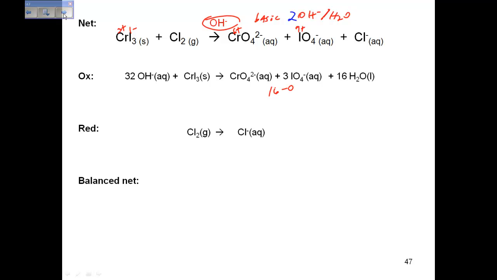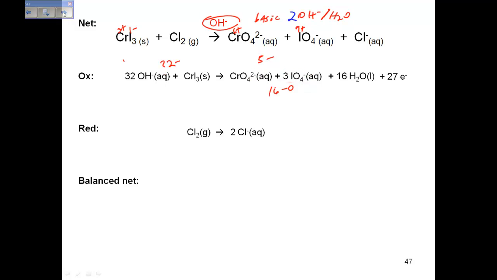Okay, we now got to balance the redox one. I got 2 chlorines on one side and 1 on the other, so I just need to put a 2 in front of that chlorine ion. Now that atoms are balanced, I have to balance charges. On my oxidation, the total charge on my reactant side is 32 minus, all coming from the OH. On the product side, I have 2 minuses and 3 minuses, so that's 5 minuses. So I need to balance that off. They're off by 27, so I'm going to add 27 electrons to my product side.